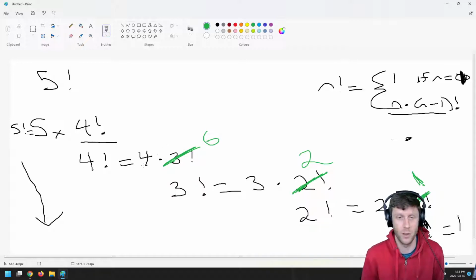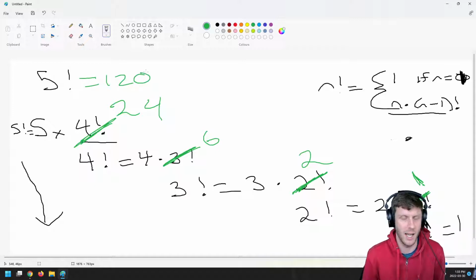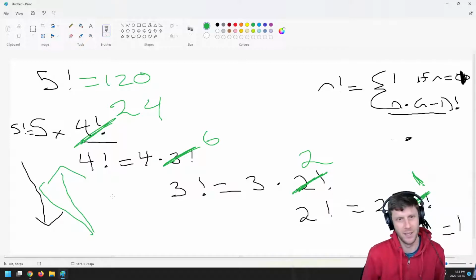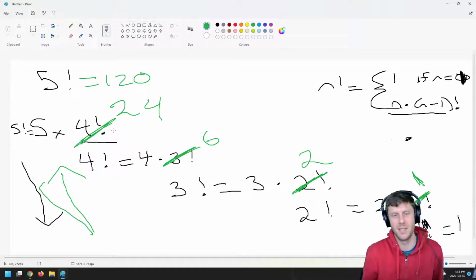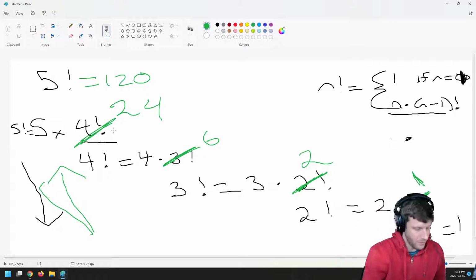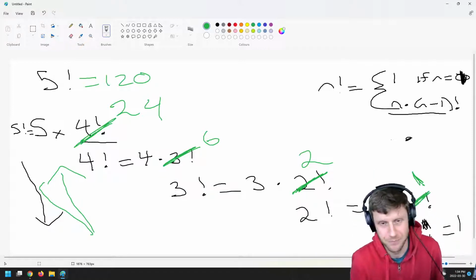And then 4 factorial is 4 times 6. So that's 24. So I can replace all of this with 24. And then 5 times 24, that's 120, I think. So 5 factorial is 120. Yay. But I had to work my way down, and then I had to work my way back up. Because in order to know 4 factorial, I needed to answer these subproblems. And then I could start answering the subproblems all the way back up. I find that pretty cool.